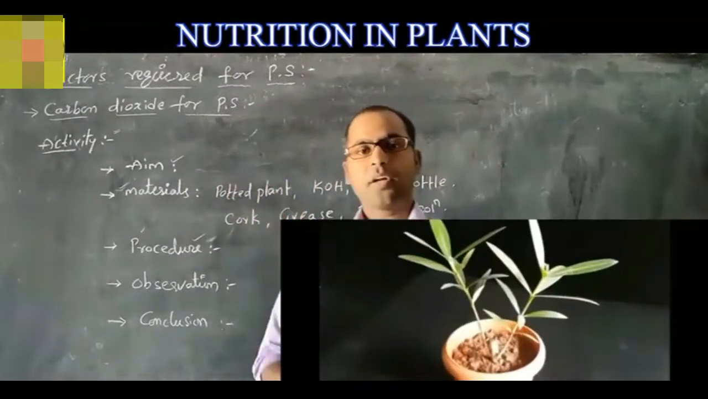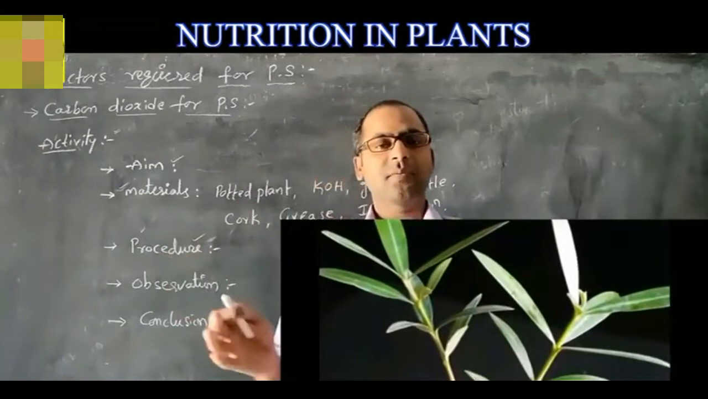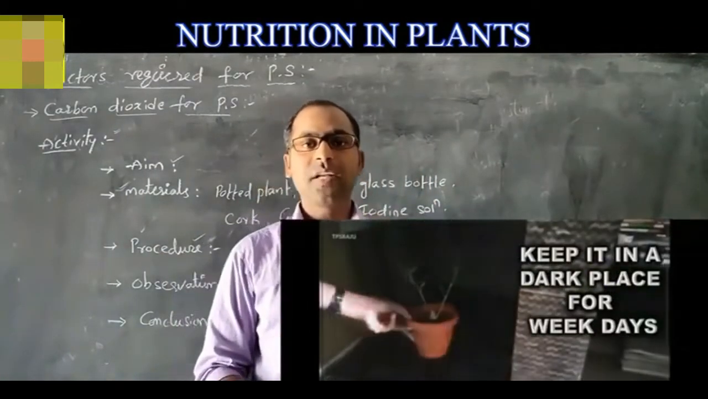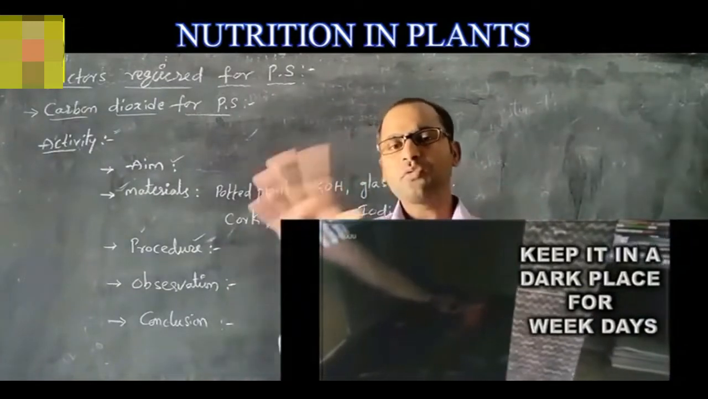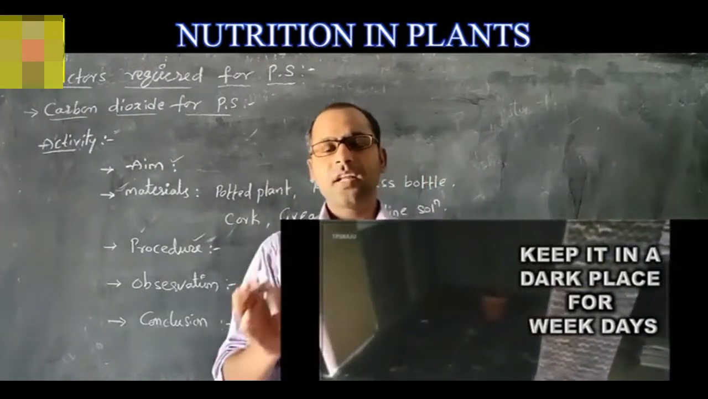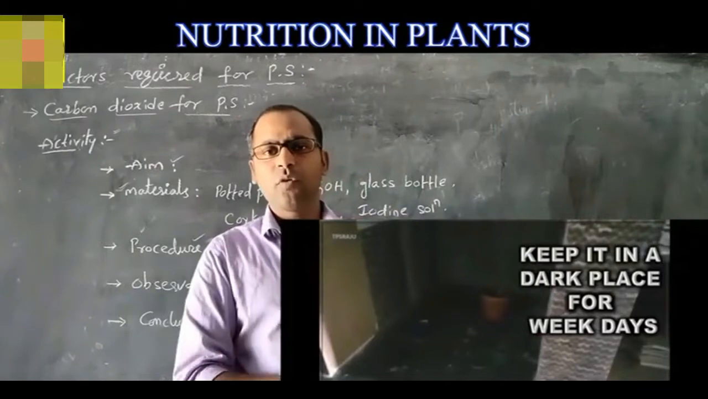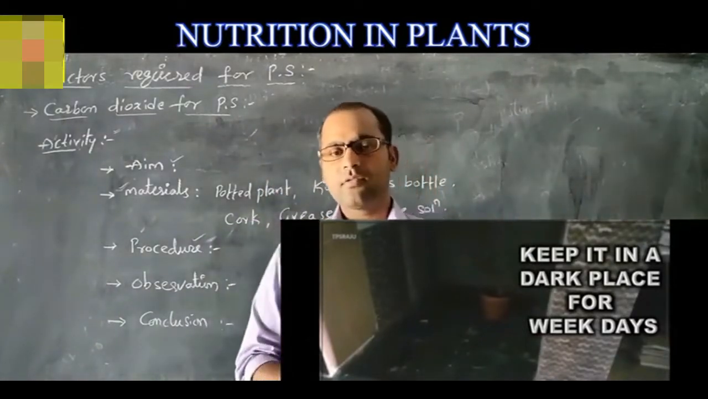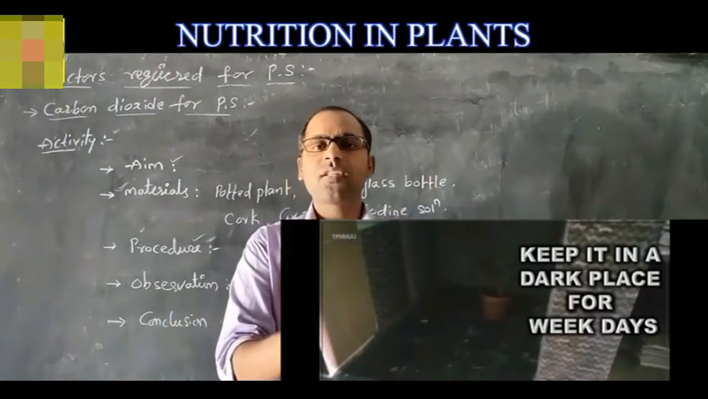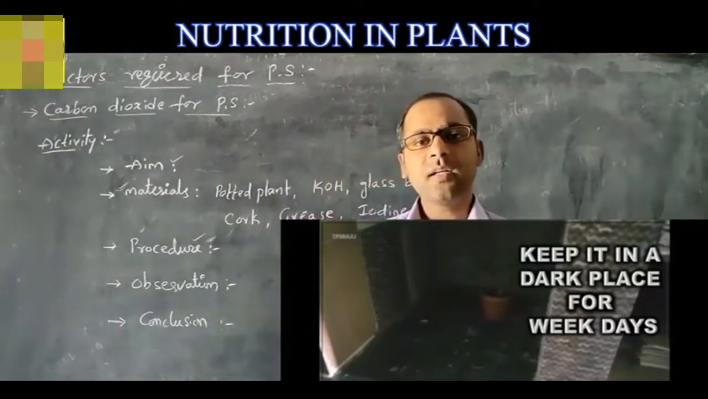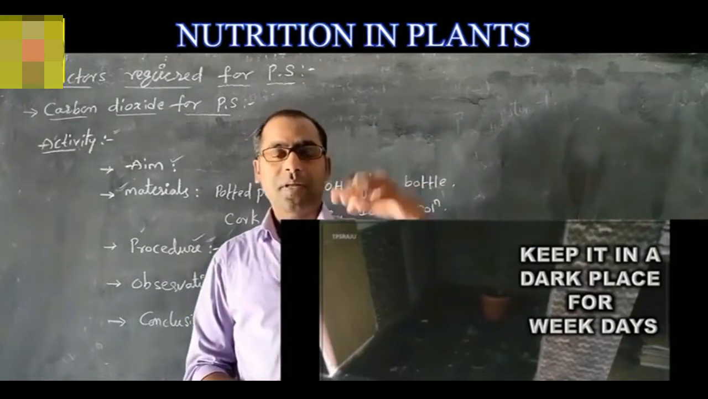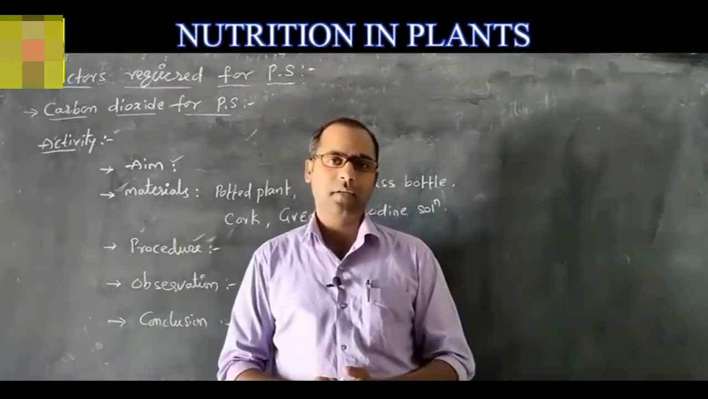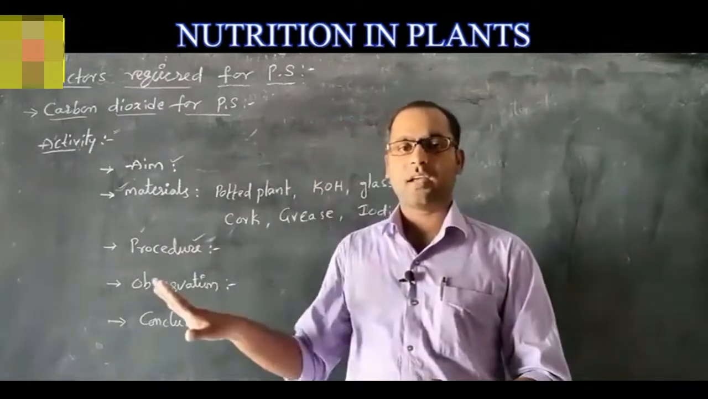First, let us take a potted plant and place it in a dark room for 1 week. That means to de-starch the plant, to remove the complete starch from the plant. So if you place it in a dark room, why will the starch be removed? If you place it in a dark room, there is no sunlight. That is why the photosynthesis process will not be carried out inside that plant. So the starch already present inside the plant will be consumed by the plant. That is why the plant will become de-starched.